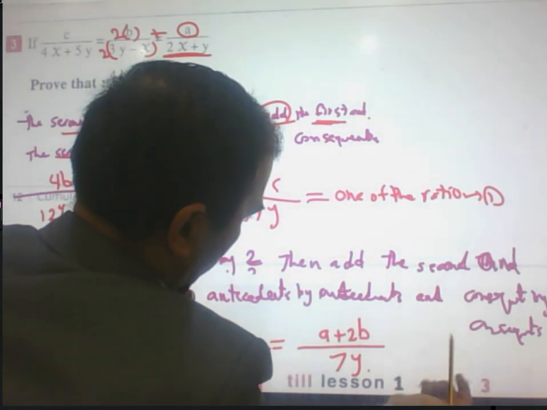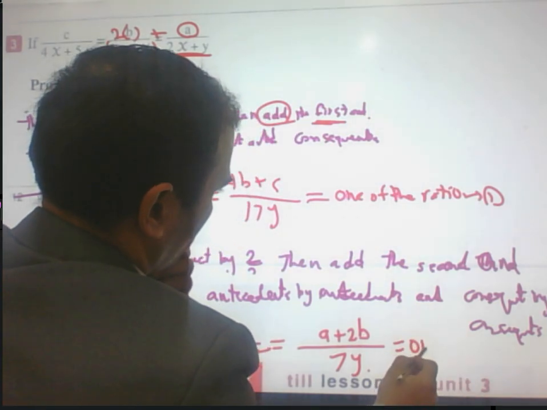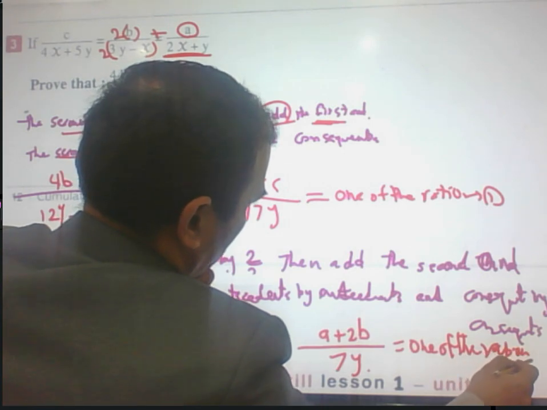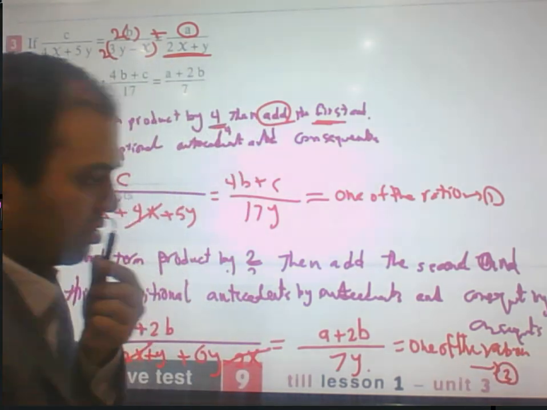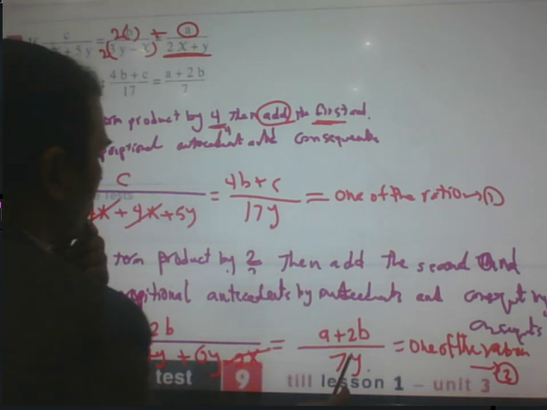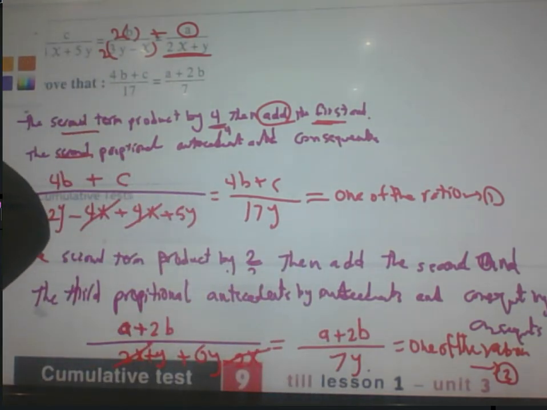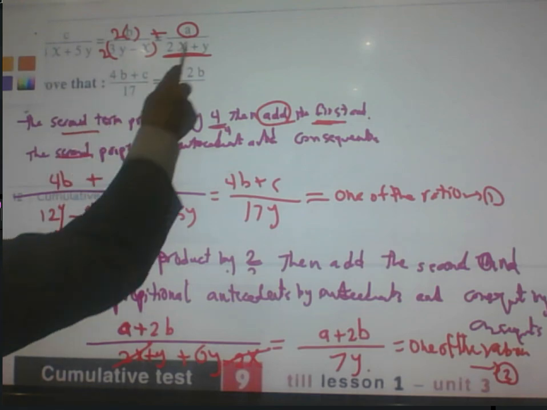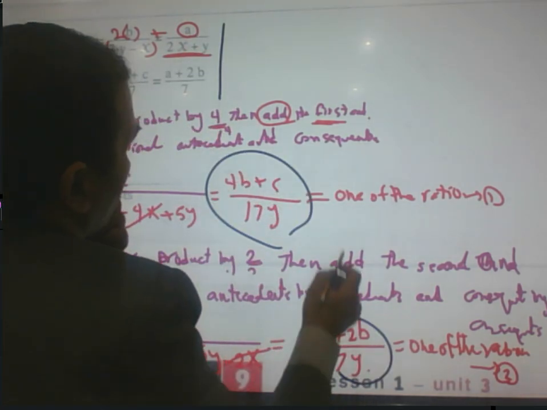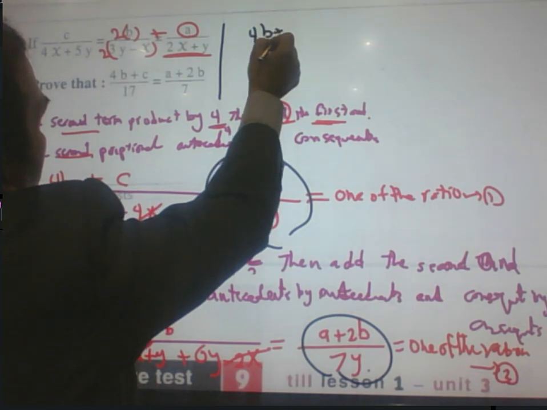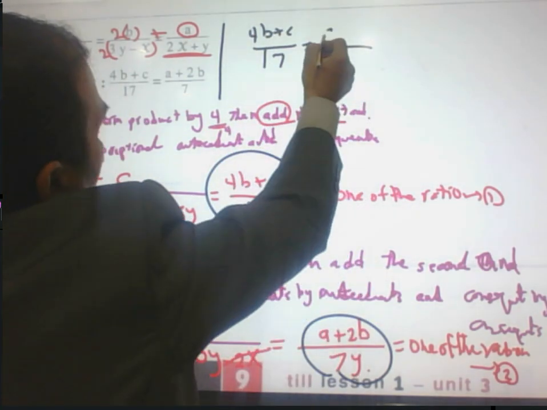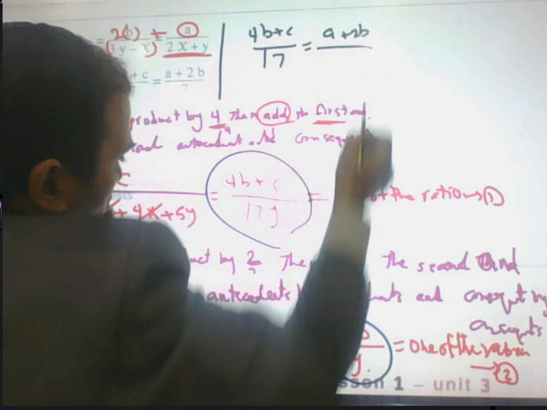This is equal to the ratio. Relation number 2. We have relation number 1 and relation number 2. They are equivalent. Left hand side equals left hand side, and right hand side equals right hand side. Then you can write here relations 1 and 2 will be equivalent. Then 4b plus c over 17y will be equal to a plus 2b over 7y.